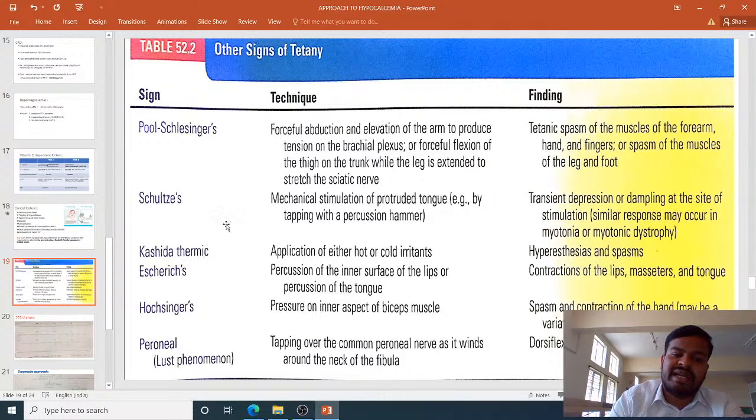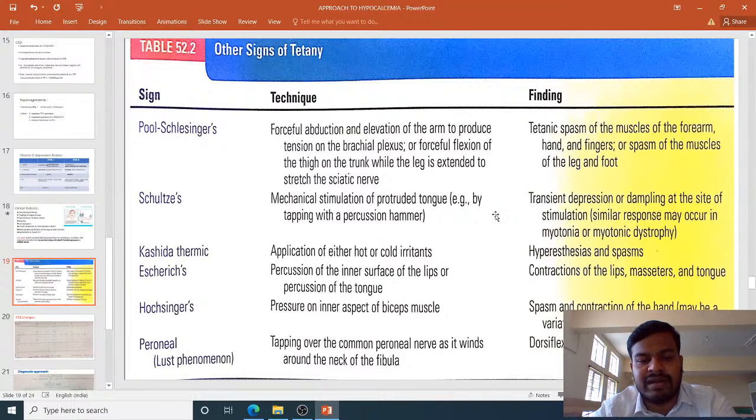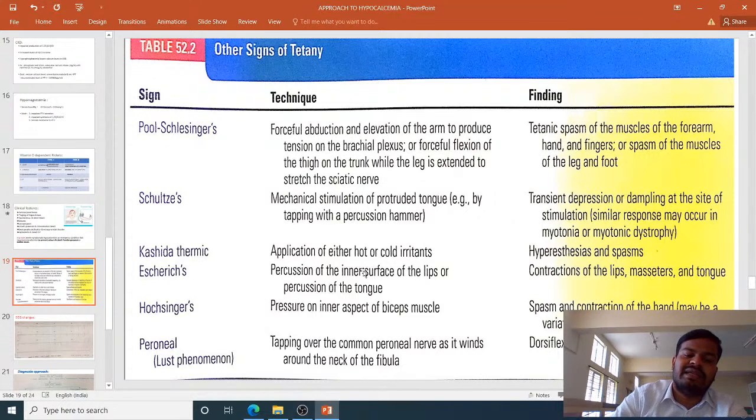Okay, and the short sign is mechanical stimulation of the protruded tongue, and there is a transient finding. What we see is transient depression and damping of the site of the stimulation. Okay, and Kashida's thermic is application of either hot or cold irritants, and you can see hyperesthesia and spasms. And Escherichia sign is percussion of the inner surface of the lips or percussion of the tongue, which causes contraction of the lips and masseter and the tongue.